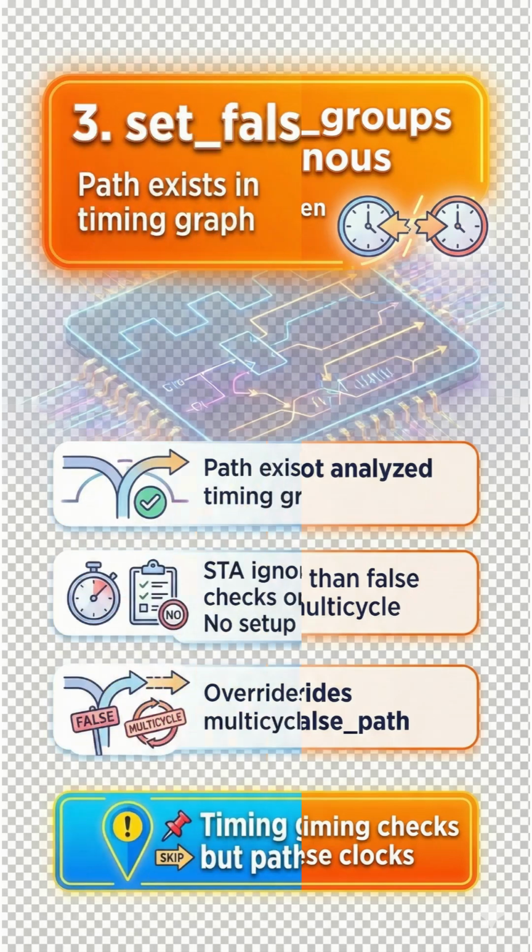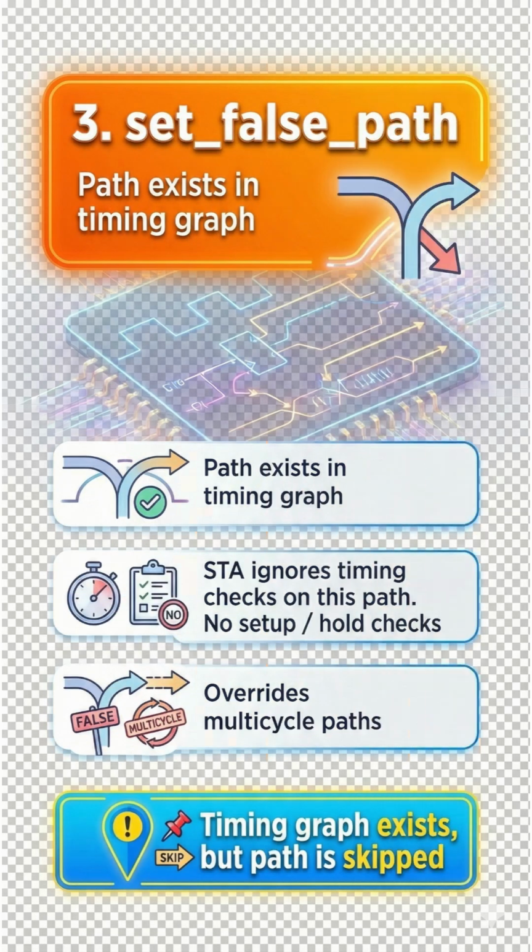Third priority, set_false_path. Next is set_false_path. Here, the path still exists in the timing graph, but PrimeTime skips all timing checks on it. There are no setup checks, no hold checks. However, the path structure remains intact.